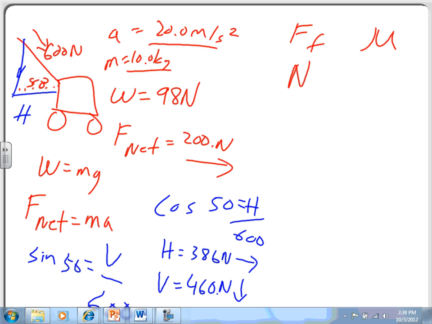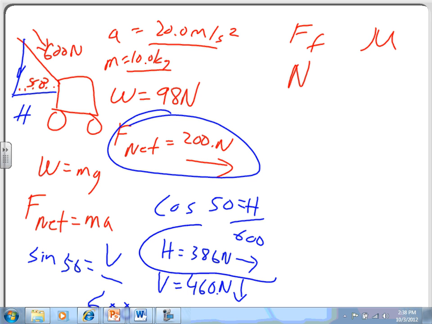Here's the thing. We seem to have a net force of 200 newtons side to side. But we're applying a horizontal force of 386 newtons side to side. Which means the difference between these two forces, 186 newtons, seems to be disappearing somewhere. That's friction. The frictional force in this problem is 186 newtons going to the left.